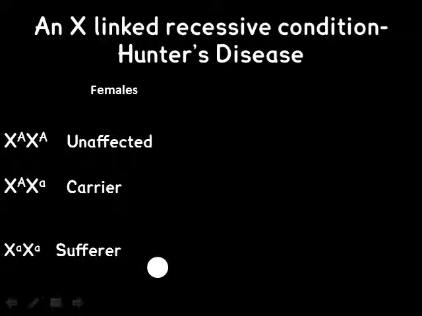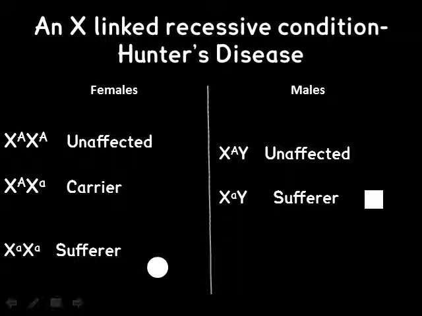If we compare that to males, you can see that with males the alternatives are fewer, and that's because males only have one X chromosome. Always remember the condition is not carried on the Y chromosome. There are some conditions which are carried on the Y chromosome, but we're not going to consider them in this videocast. So the possibilities for a male are that they have the normal version of the gene, the normal allele, meaning they will be X big A Y, or they are a sufferer, in which case they will have the X small a Y genotype.